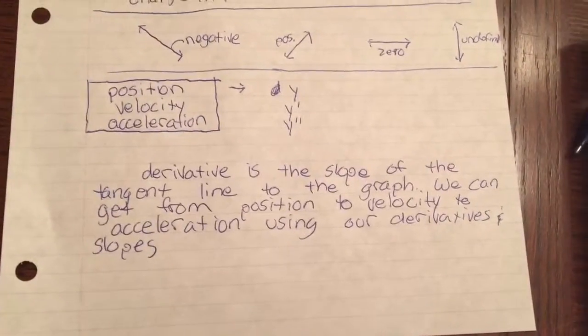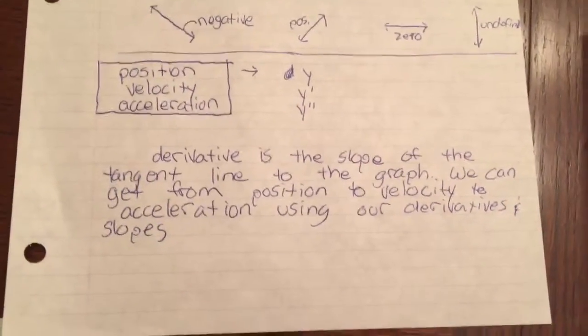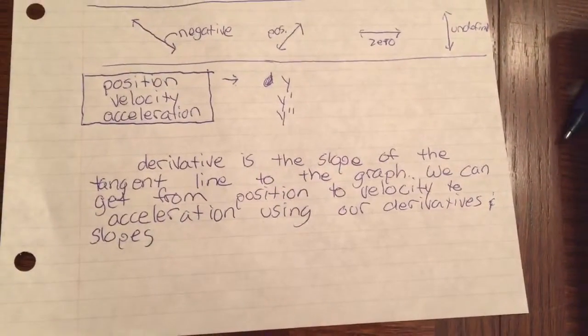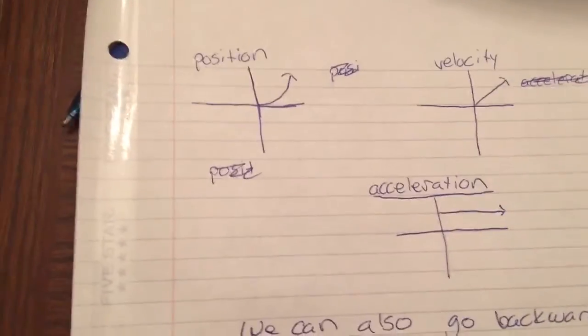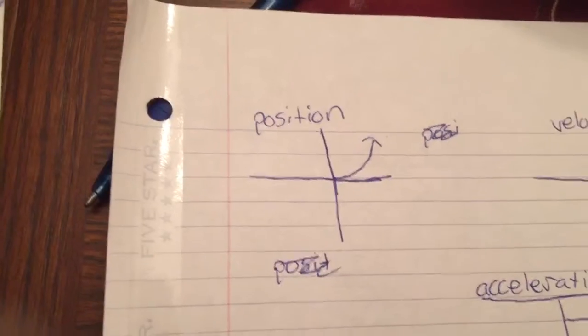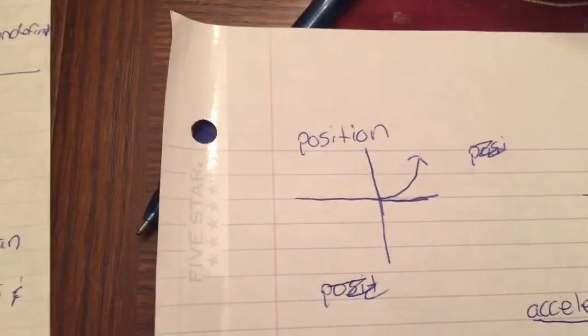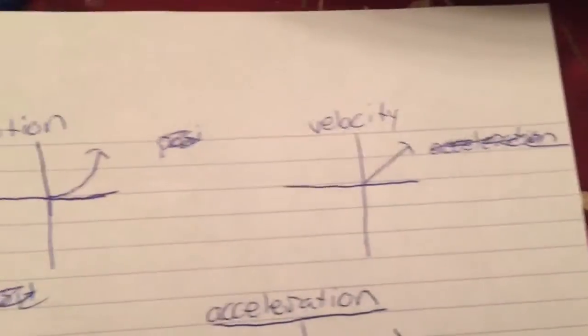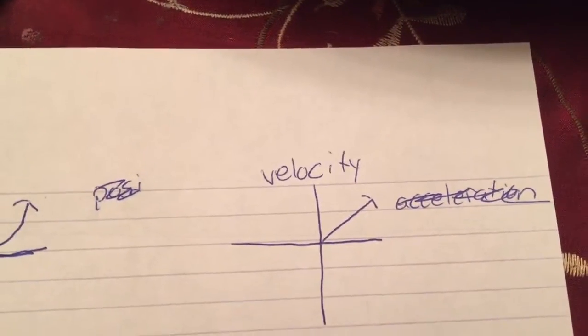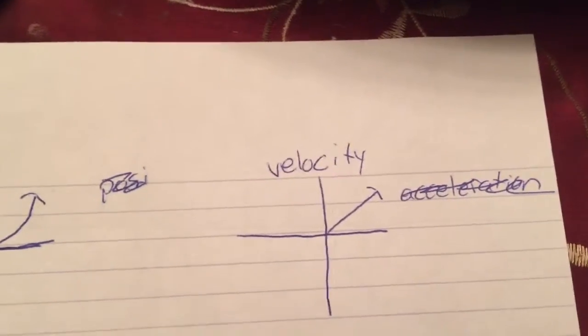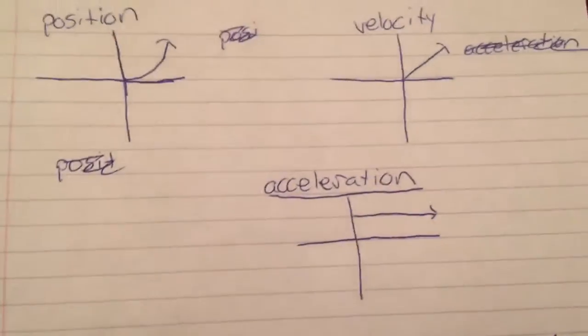So basically you graph the tangent lines. You're graphing a graph of the slope of the line. And so we can get from position to velocity to acceleration using our derivatives and slopes. We'll just look over here real quick for some good examples. So up here we have our position, which looks like the graph that I just showed you, our velocity, and our acceleration. So here we have an increasing concave up position graph. And if you were to take the derivative, if you were to graph the slope of each point, you'd get this. And then from there, if you were to graph the slope of that, you would get acceleration.